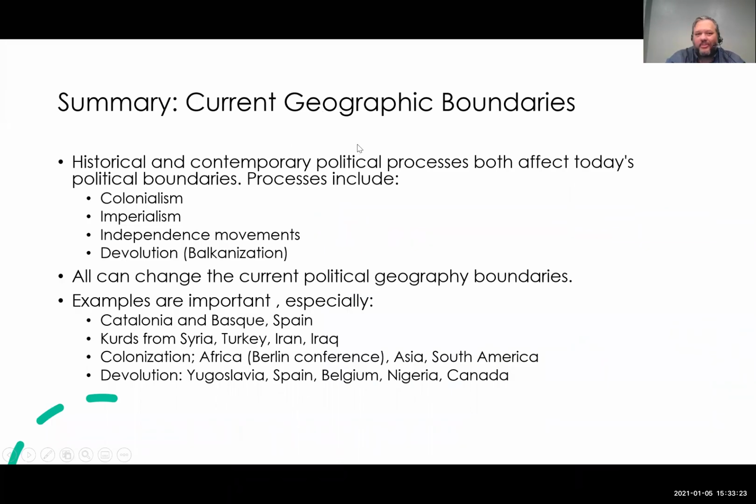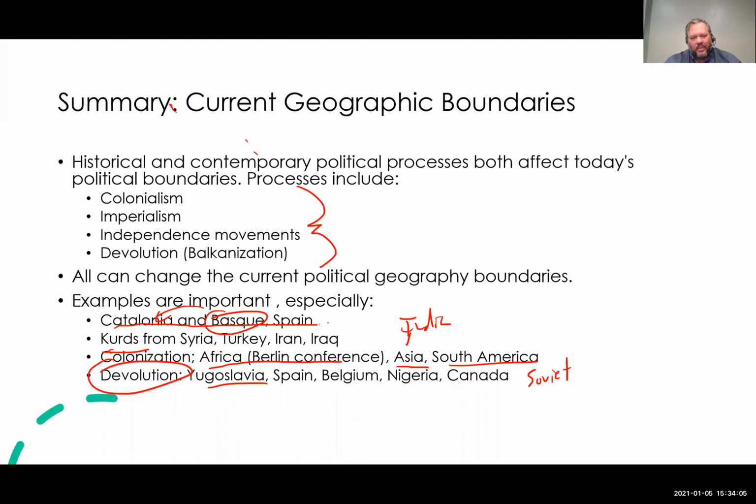So in summary, told you we'd be close to the end. These are the four things: colonialism, imperialism, independence movements, and devolution that cause maps to change. And we're still seeing a lot of that stuff happen today. And then some examples that I want to make sure you're good with. What's going on in Spain, Catalonia, Basque is very similar to what's happening in Catalonia. The Kurds we've talked about, colonization in Africa, Asia, and South America, and really, focus on India here. And then devolution, Yugoslavia, and Soviet Union we've got here, and we'll get more into. There's a whole unit on devolution, so we'll pick up these other ones here as well.